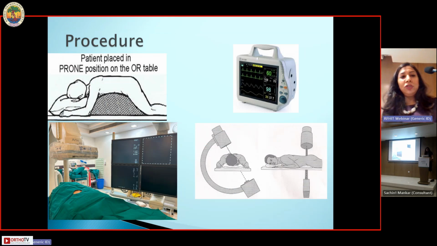So to do this procedure, we need the patient in prone position. Better to keep a pillow under the lumbar spine, so it opens up the lumbar spine and it's better visualized. You need a continuous X-ray facility, C-arm facility, some basic monitoring, like at least a pulse oximeter on the patient, and the C-arm facility with a good technician who can understand what kind of views you need. Mainly you need oblique views and you need a caudal and a cranial tilt here.